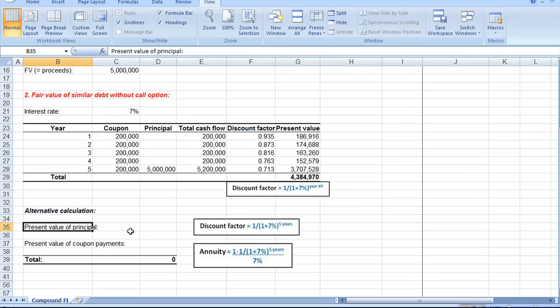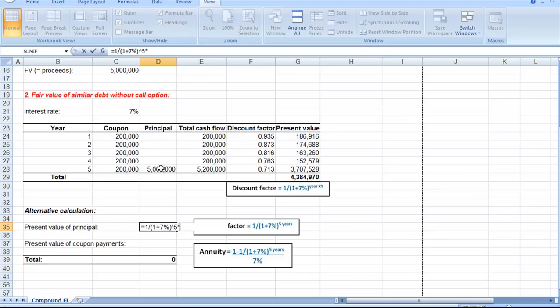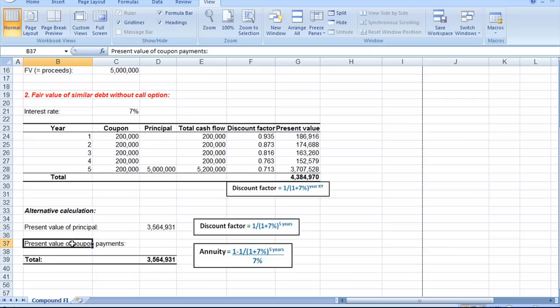But let me show you the shortcut for this situation. We need to calculate the present value of principal repaid after 5 years. As it is just one single payment, we will use simple discount factor formula shown here in this rectangle. And we will multiply the principal repayment of 5 million with the discount factor. And the present value of the principal at 7% is 3,564,931.